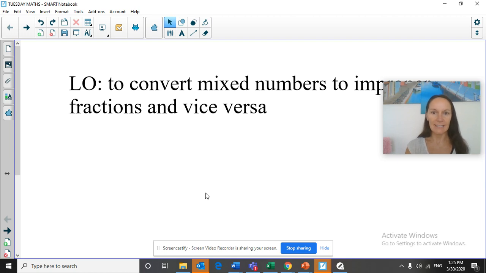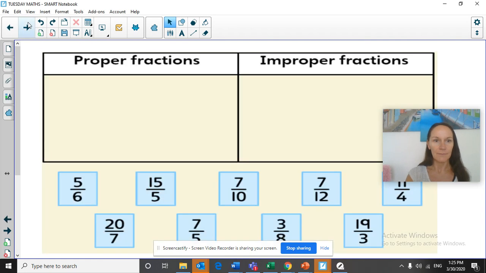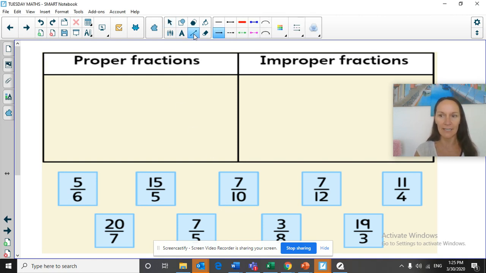So today's maths lesson is a follow-on from yesterday's, where you get a chance to practice and consolidate your skills of converting mixed numbers and improper fractions. So if we were in class right now, I would be asking you to see if you can identify which of these fractions are improper fractions, and then I'd ask you to come out and place them in the correct place on the chart. As you're not here, just like yesterday, I will do it myself.